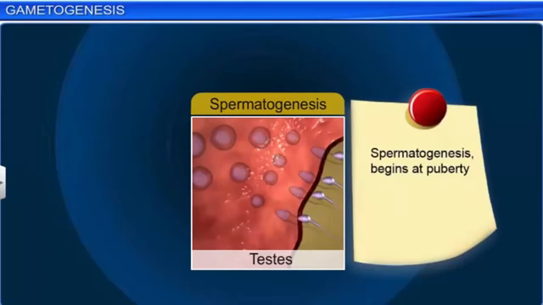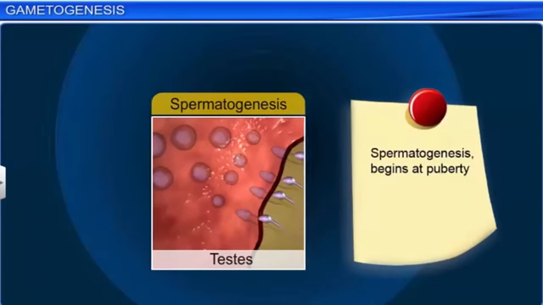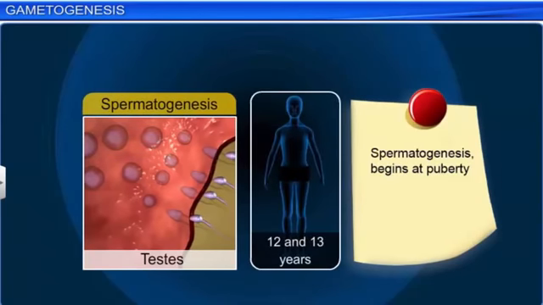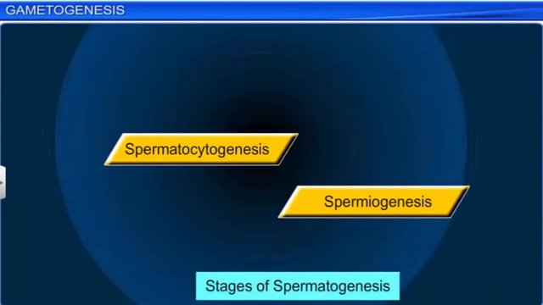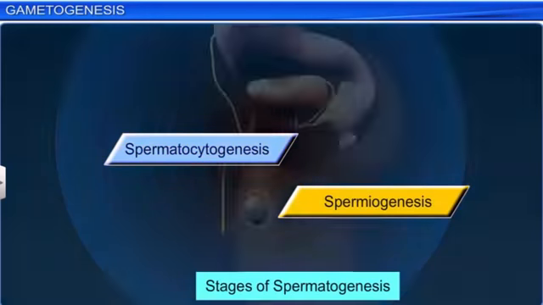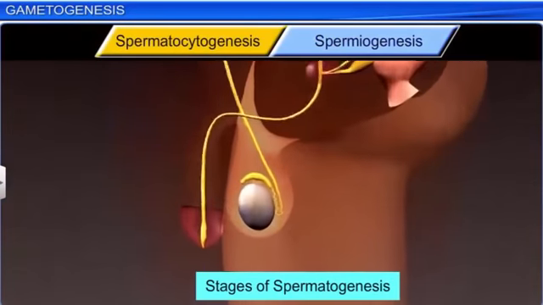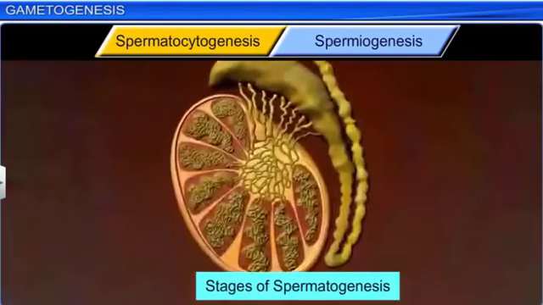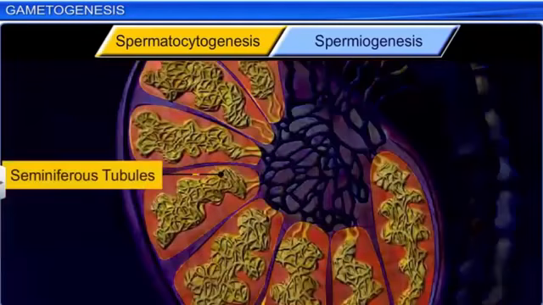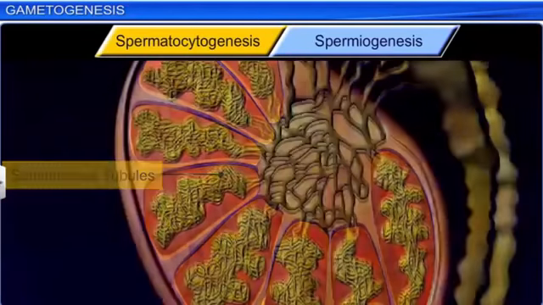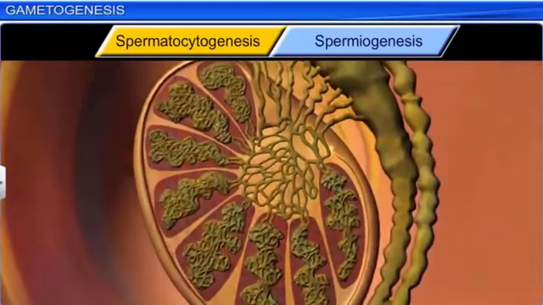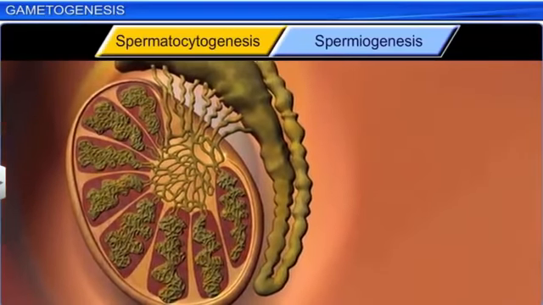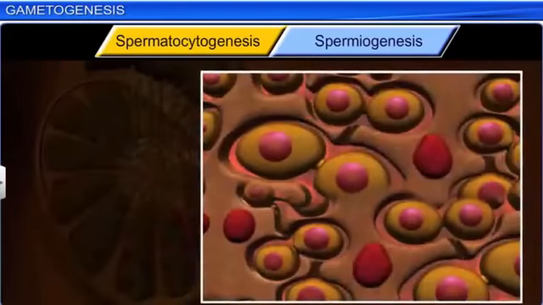Spermatogenesis begins at puberty, usually between 12 and 13 years of age, and is divided into 2 stages: spermatocytogenesis and spermiogenesis. Spermatocytogenesis, the first stage, occurs in the seminiferous tubules, whose inner walls are lined with spermatogonia, the diploid male germ cells containing 46 chromosomes.